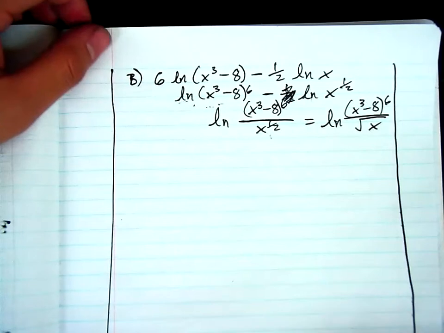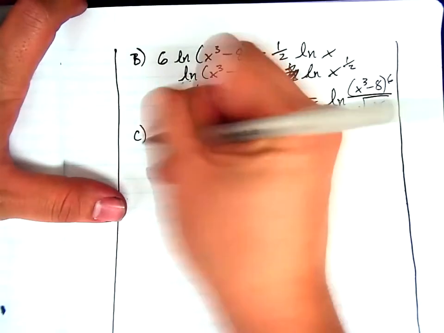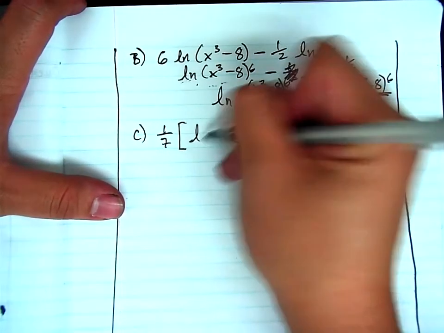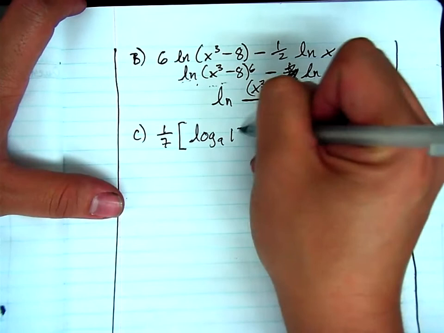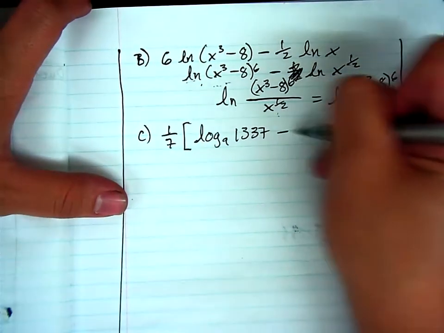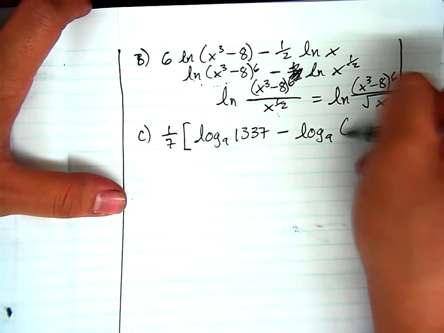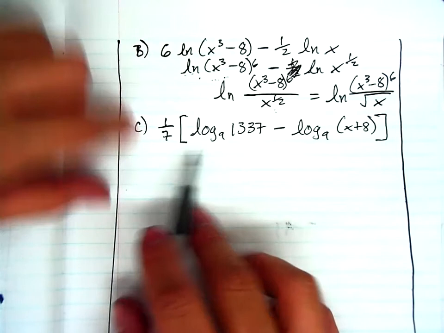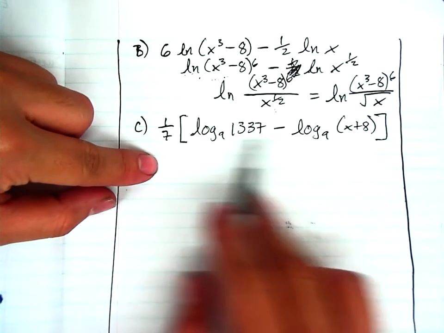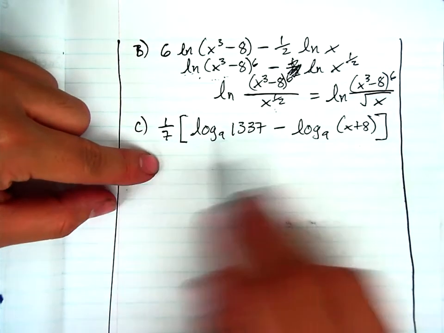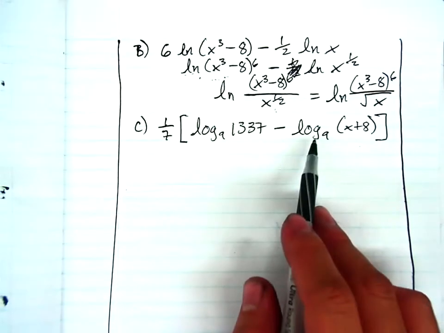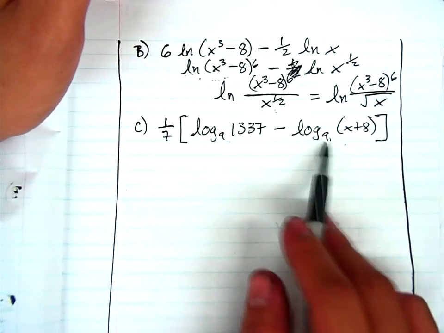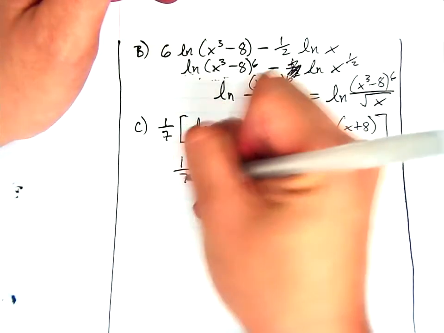Okay. One final one. Let's go ahead and see what happens when it's just slightly different. Let's say we had 1/7 all the way out here, log base 9 of 1,337 minus log base 9 of x plus 8. In this case, I actually don't want to work with the power just yet because I want to stay inside the parentheses. So here, I don't have any powers that I need to focus on. So I'm actually going to combine these 2 logarithms first because they have the same base. So the 1/7 will stay right there.